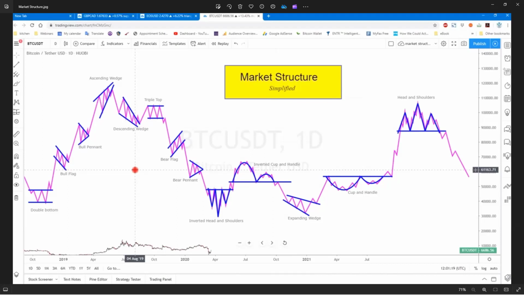That way you can actually mark up your charts and understand what you're getting involved in before you place a trade. So in market structure, you have to understand the market makes higher highs and higher lows.